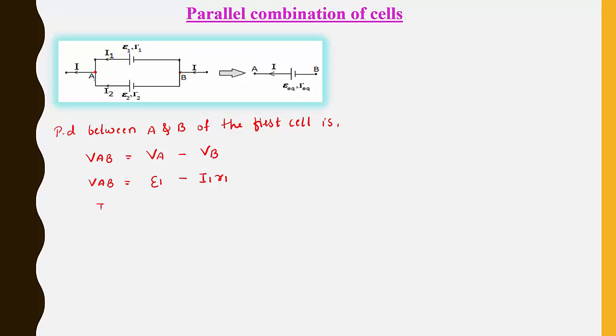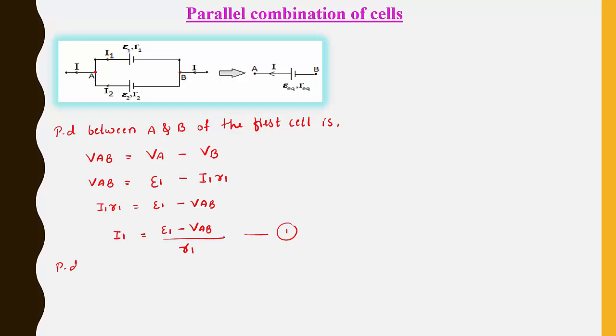See here, I1R1 is equal to E1 minus VAB. Now I am going to write it as I1 is equal to E1 minus VAB divided by R1. Right? So I1 equals E1 minus VAB divided by R1. Let us take it as equation number 1. This is the potential difference between A and B of the first cell. Here we got the electric current flowing through the first cell.